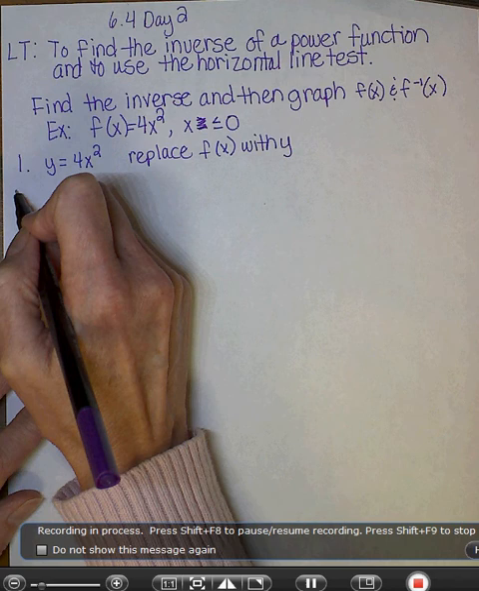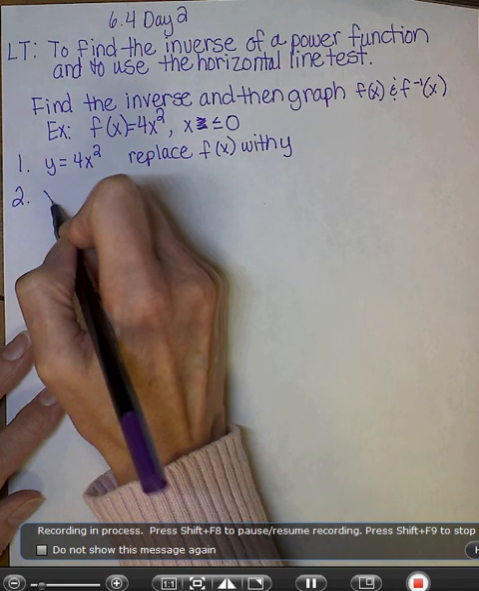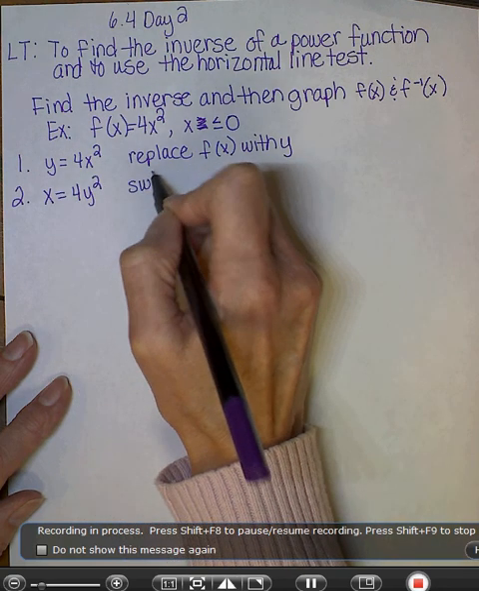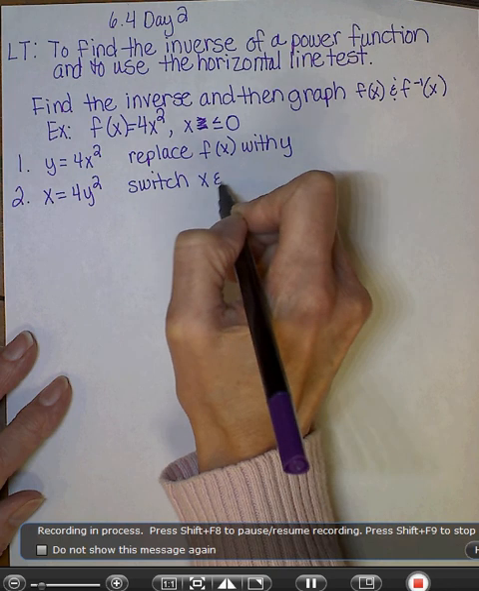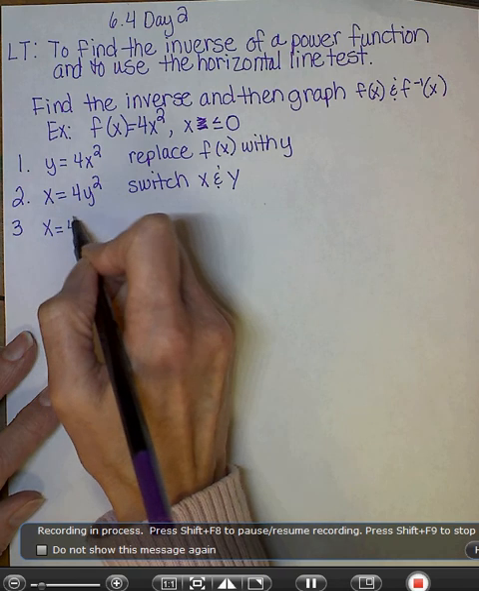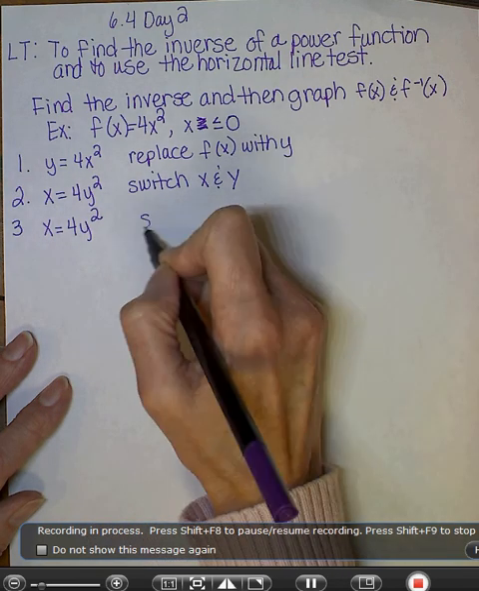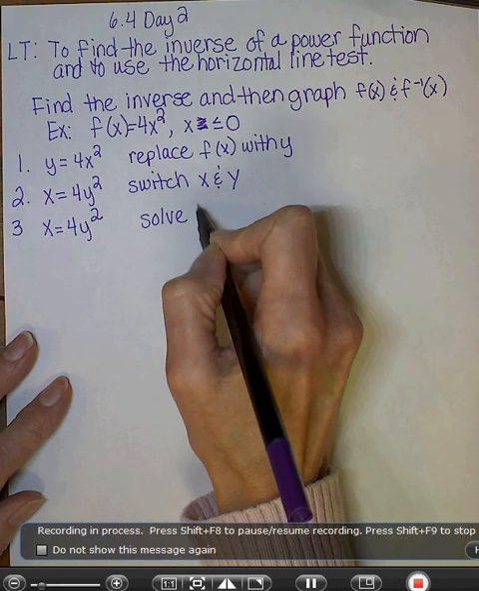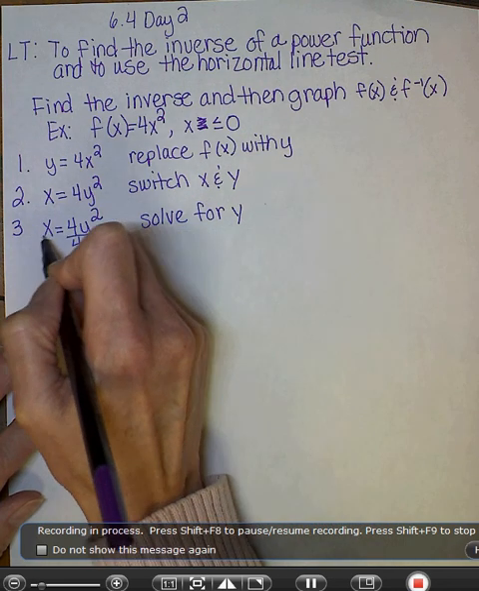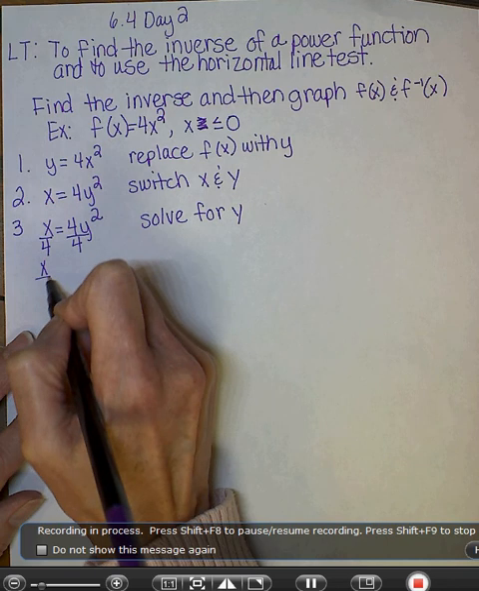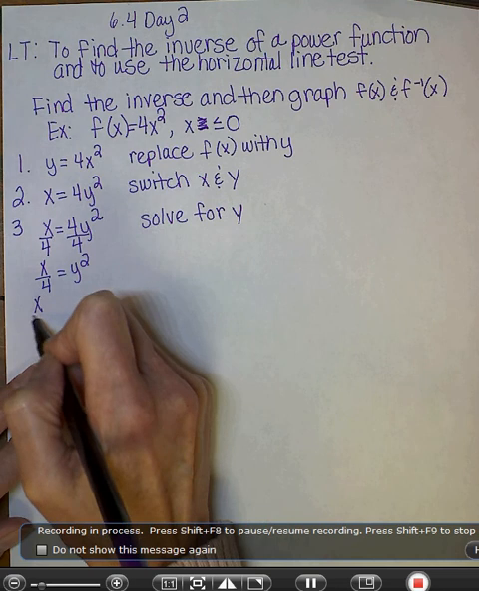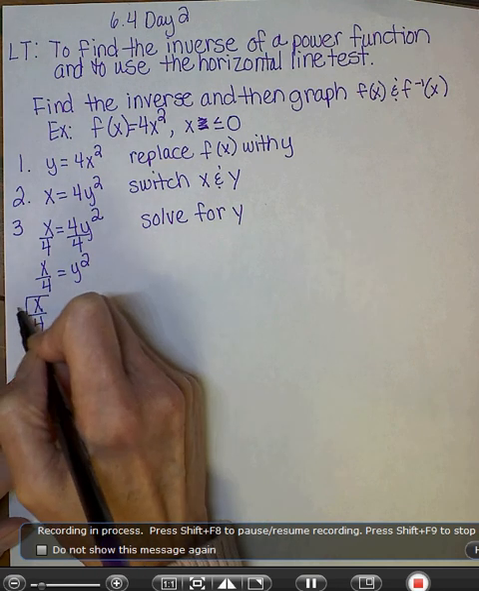Okay. Then remember, we need to switch x and y. You did that yesterday. Okay. Then we're going to take this equation and solve for y. And you also did that yesterday. Okay, so we'd have to move over the 4 with division. And then to undo the squared, we would take the square root. And we need to put our plus or minus.